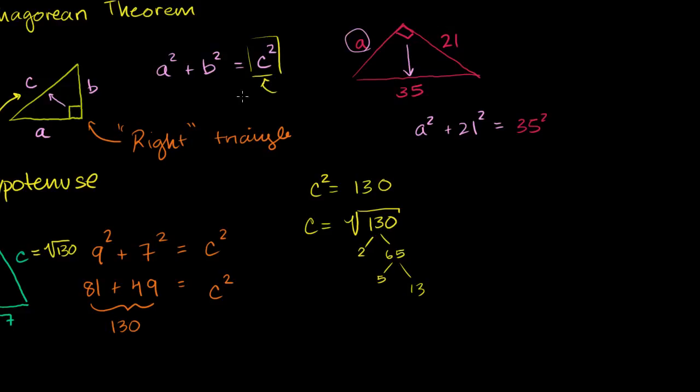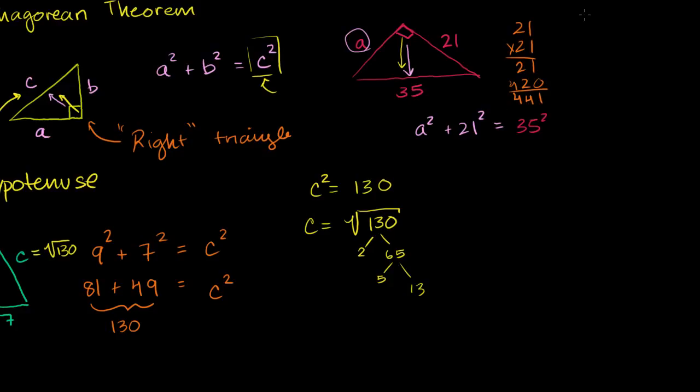The c that we're talking about is always going to be the longest side of your right triangle. The side that is opposite of our right angle. This is the side that's opposite of the right angle. So a squared plus 21 squared is equal to 35 squared. And what do we have here? So 21 squared. I'm tempted to use a calculator, but I won't. So 21 times 21. 1 times 21 is 21. 2 times 21 is 42. It is 441. 35 squared.